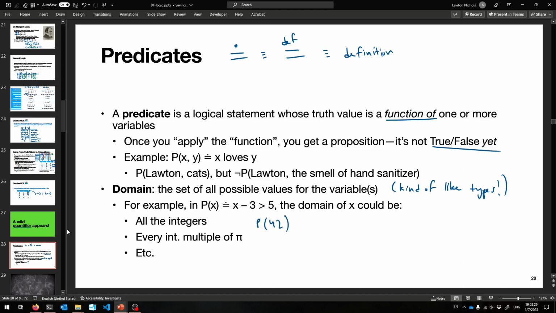You can give it 42. That asks if 42 minus 3 is greater than 5, right? True or false? P of 0, you can ask, so every integer is in the domain of x. But you could get fancier, like you could ask for P of pi. You can ask for P of 2 pi. So you can also define the domain to be every integer multiple of pi. Like that's the only things that I want you to be able to use P on, right?